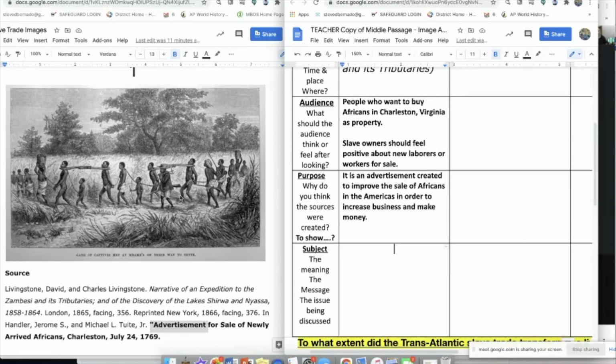What is the message in this image? Well, from the perspective of the slave owner, this is a positive image because it represents more business and more money for the slave owner. From the historian's perspective, this is a very negative image of the dehumanization of Africans, right?